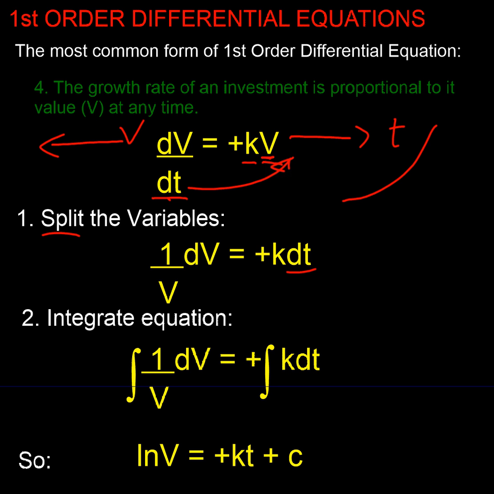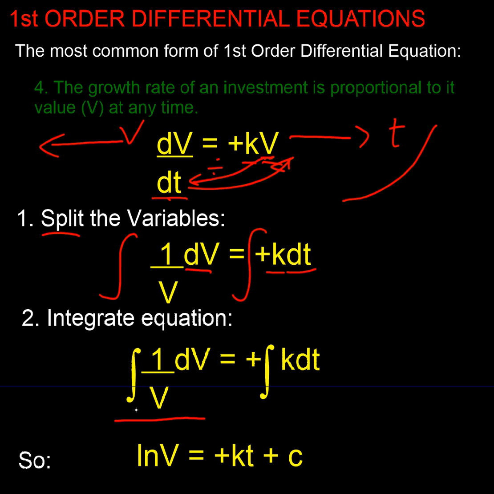But I've got a v on this side, haven't I? I want to get rid of that from the left hand side, and it's a multiple, so what do I do? I divide the equation by v. So what have I got? I'm left with 1 over v times dv on the left hand side, and on the right hand side I've got plus k dt. So that's all ready to integrate, isn't it? Because all I have to do is write my integral signs in front of it now, and I can integrate it.